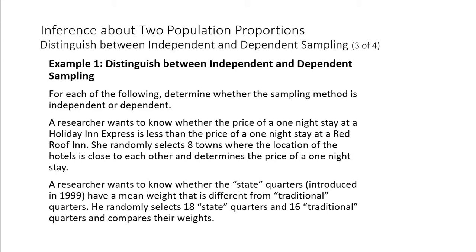A researcher wants to know whether the price of a one night stay at a Holiday Inn Express is less than the price of a one night stay at a Red Roof Inn. She randomly selects 8 towns where the location of the hotels is close to each other and determines the price of a one night stay. The other example: a researcher wants to know whether the state quarters introduced in 1999 have a mean weight that is different from the traditional quarters. He randomly selects 18 state quarters and 16 traditional quarters and compares their weights.